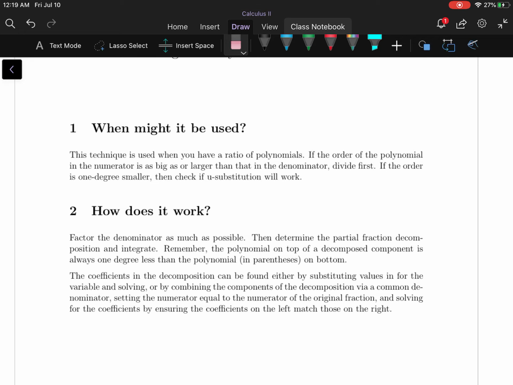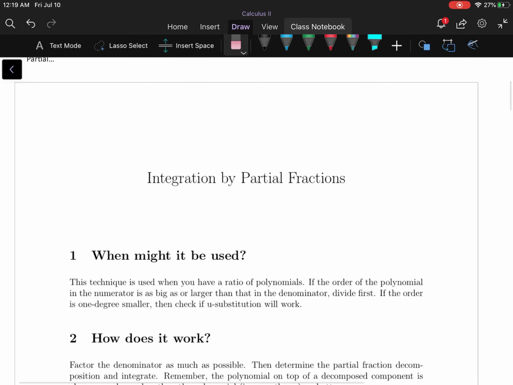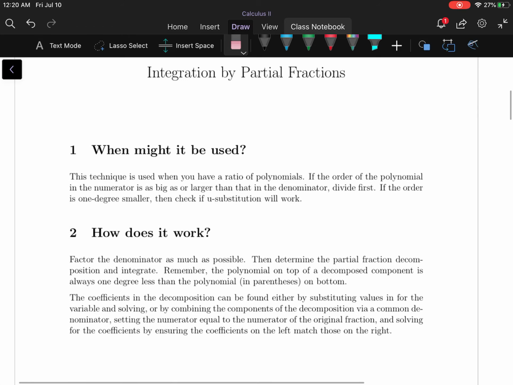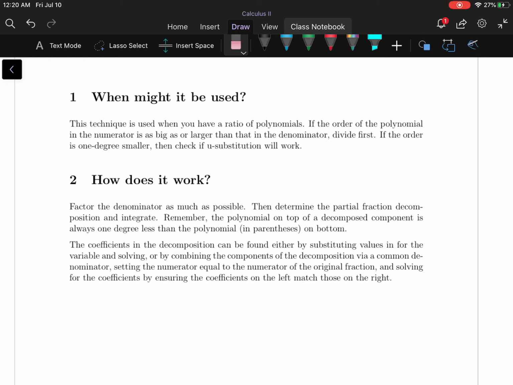This integration method is integration by partial fractions, and you could recognize when to use this if you have a ratio of polynomials. In that instance, you are most likely going to be using partial fraction integration. Sometimes it could be other things, but that's an option when you have a ratio of polynomials. And you'll see through the upcoming examples.